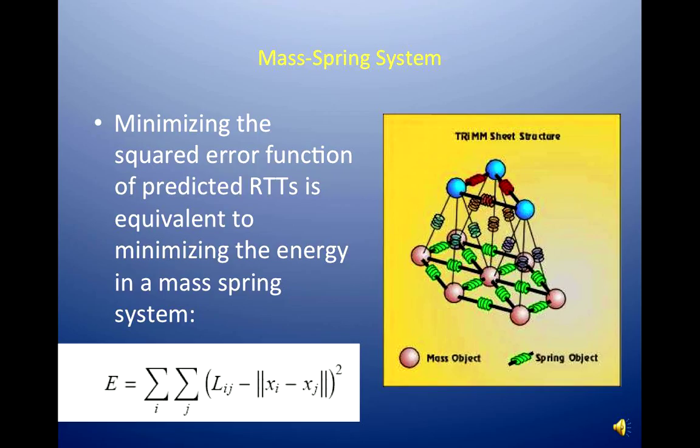So the author chooses this particular function. He could have chosen some other function and then come up with a different formula. But he chooses this function because it really applies to our physical spring mass system.